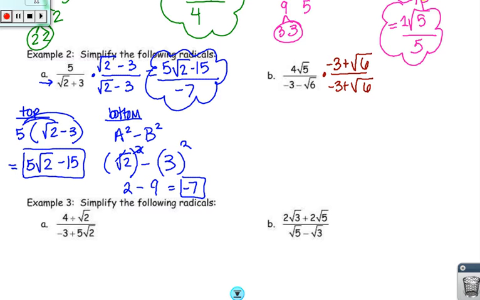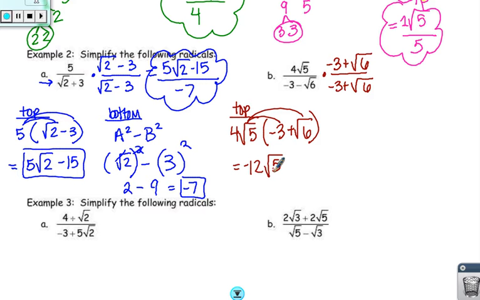Okay? So now let's look at the top piece. On top, I have 4 square root of 5, and I need to multiply that with negative 3 plus the square root of 6. If I distribute, on the outside, I have negative 12 square root of 5. The next piece, 4 square root of 5 times the square root of 6 gives me 4 square roots of 30. 5 times 6 is 30. Okay, so if I put that answer back up top, I have negative 12 square root of 5 plus 4 square roots of 30 on top.